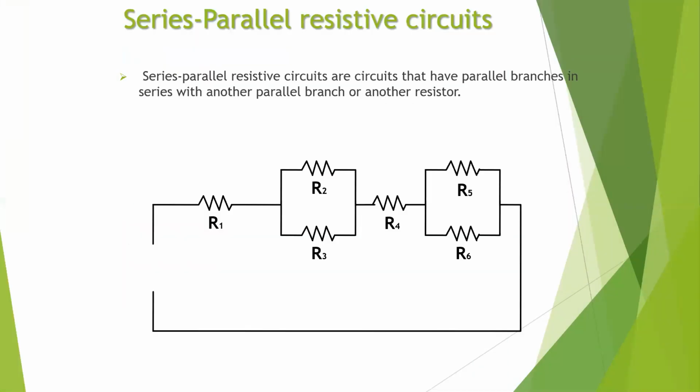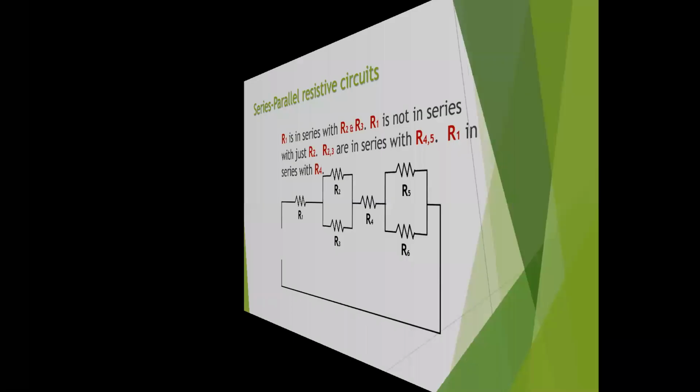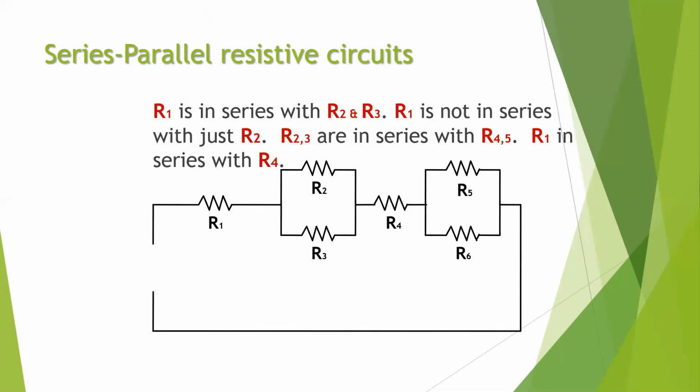When it comes to series parallel circuits, they have both aspects involved in the circuit. And you will find that in this particular circuit, R1 is in series with R2 and R3. R1 is not in series with just R2. That is very important to note. You will get questions on that, okay?